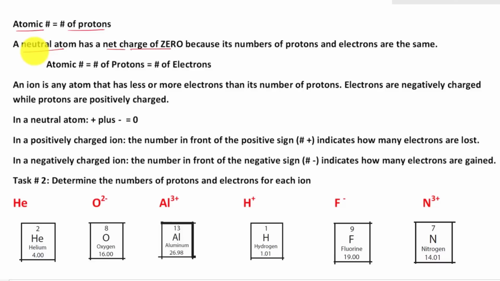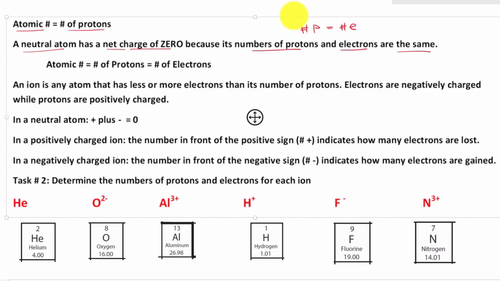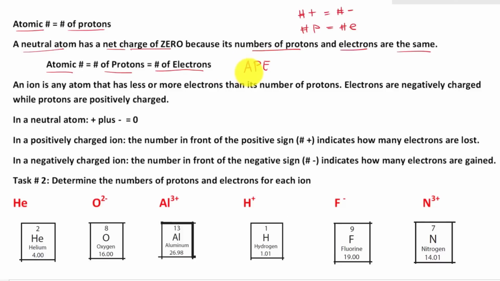How is that possible? That's only possible because the number of protons and electrons are the same. So the number of protons is equal to the number of electrons. That means the positive number is equal to the negative number. Hence, we have 0. So now we can make a statement that the atomic number is equal to the number of protons, but is also now equal to the number of electrons. Hence, we have the mnemonic device called APE: atomic number equals protons equals electrons. All of them have the same number in a neutral atom.